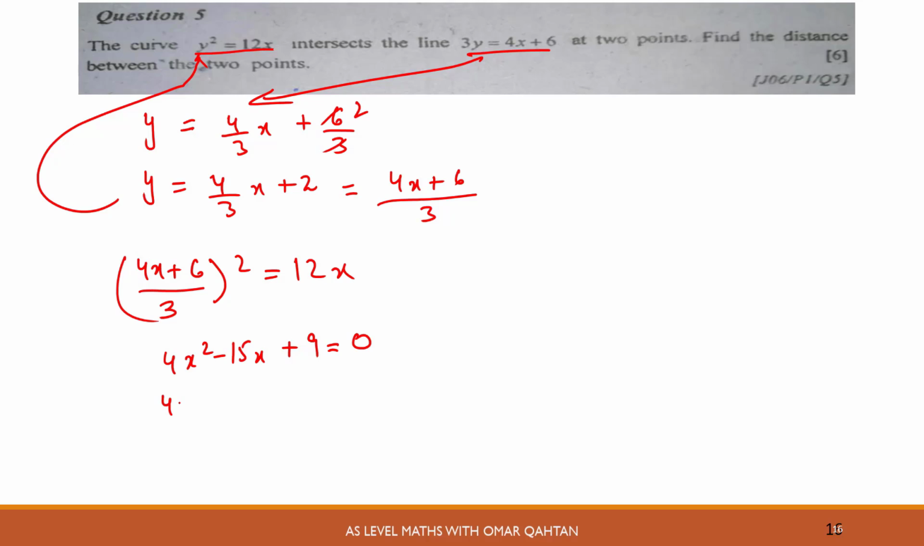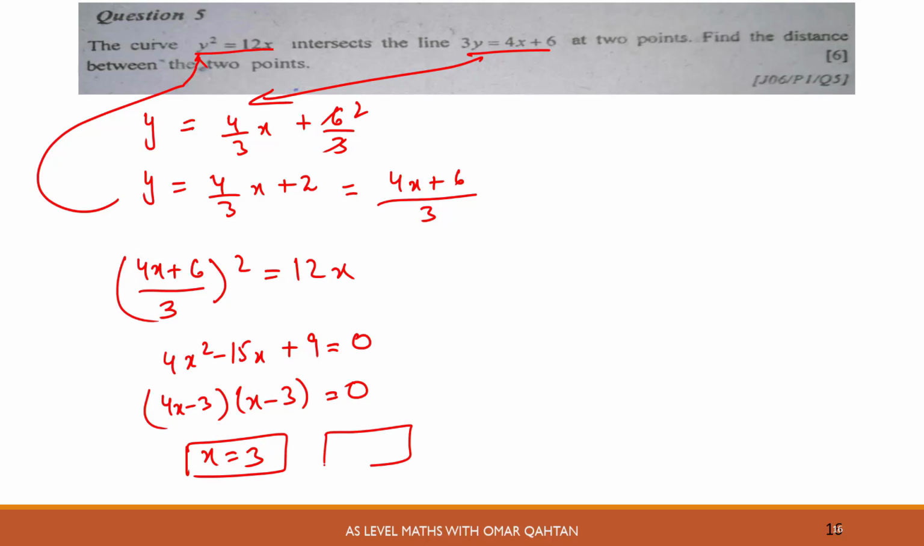So (4x minus 3) into (x minus 3) will be the roots, and I will set them equal to 0, finding the value of x out of it. And x equals 3 upon 4. Now we have found the values of x, 3 and 3 upon 4. Now we have to find the value of y out of it.